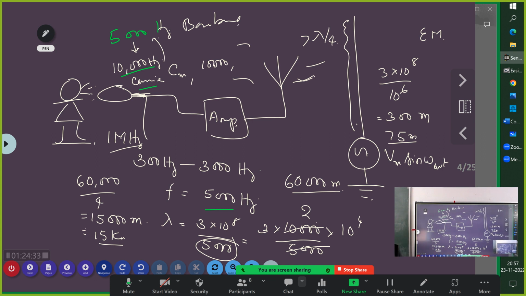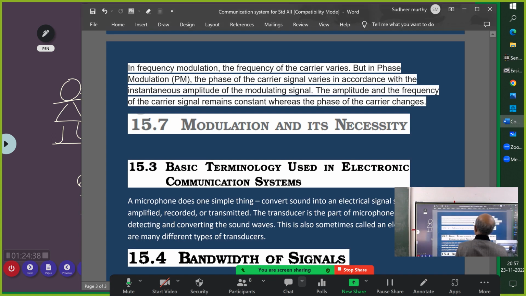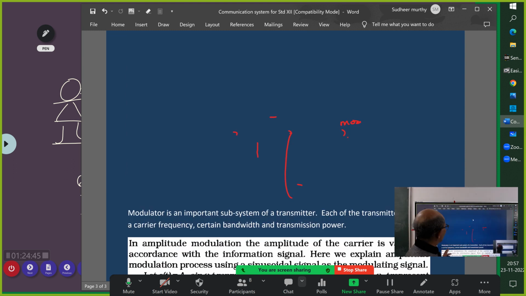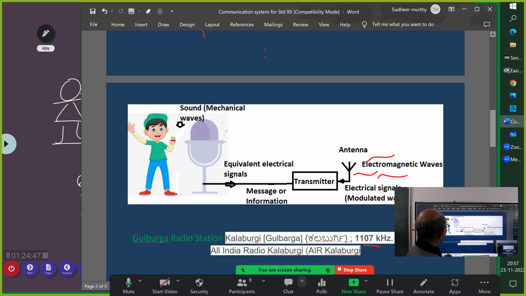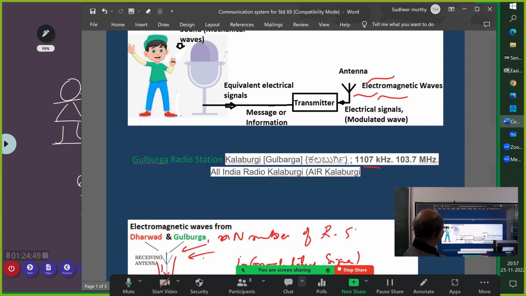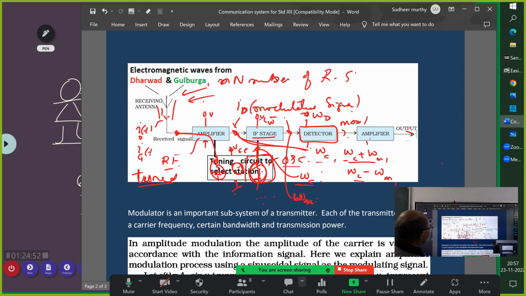mixing of the signals from different transmitters. This I have already explained in the first diagram. Clear? So in this only I have explained. Here you see Gulbarga and Dharwad, both coming, they are mixed. But if I had not used modulation, then both Dharwad and Gulbarga would be coming, and your receiver will not be able to select between Dharwad and Gulbarga. Everything will be the same. Okay?